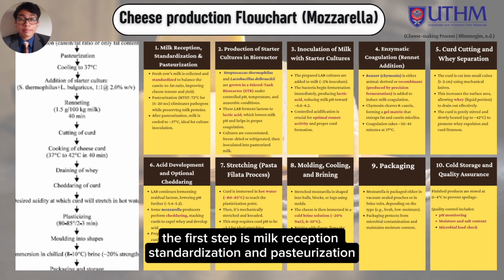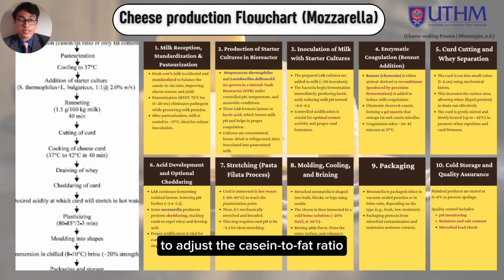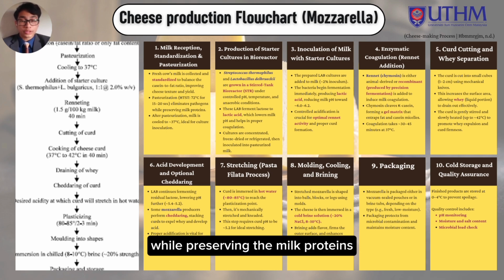The first step is milk reception, standardization, and pasteurization. The fresh cow milk is collected and standardized to adjust the casein to fat ratio, optimizing cheese yield and texture. The milk undergoes high temperature, short time, HTST, pasteurization at 72 Celsius for 15 to 20 seconds to eliminate pathogenic microorganisms while preserving the milk proteins.